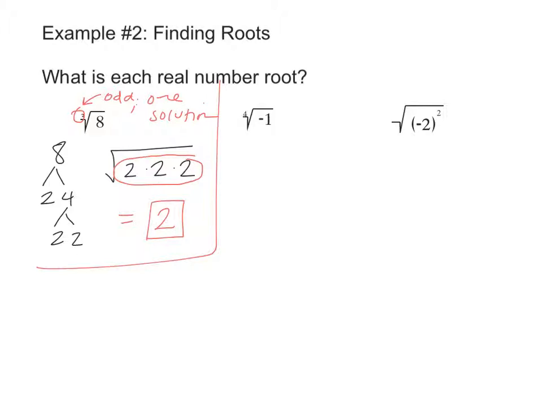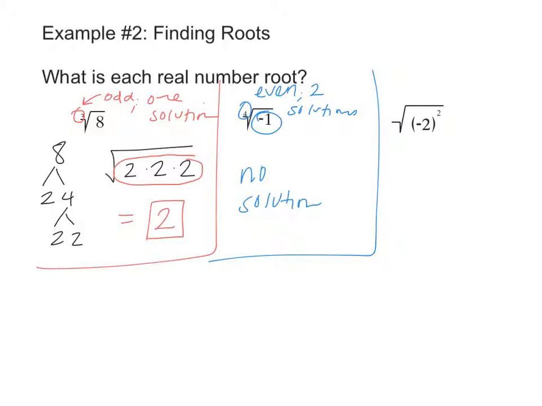All right, this next one, that one should be pretty straightforward. You should be able to recognize that this is even, and so it has 2 solutions. However, we have an even root of a negative number, so that is no solution. It's not possible.